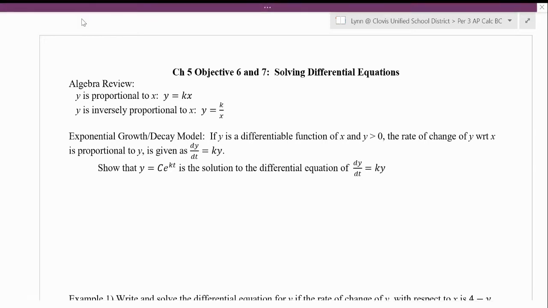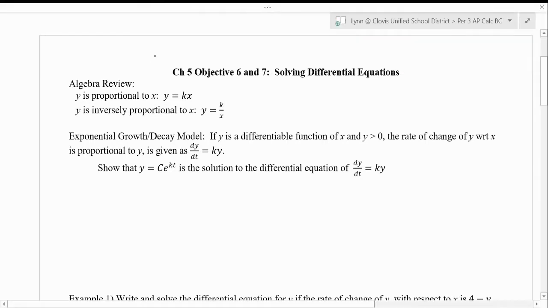So we'll be solving differential equations. Just a couple of reminders before we get into it too far. Way back in chapter 4, we already did this style. Our first step, remember, is that we always want to separate our variables.